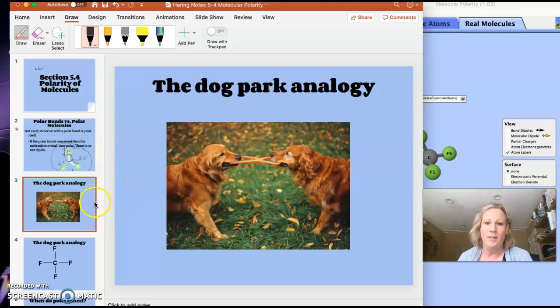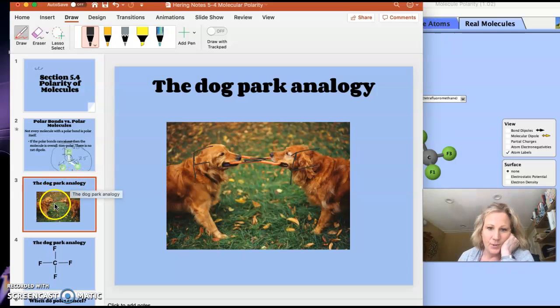The dog park analogy that I always use is this: if you have a dog and you take them to the dog park and they're playing with a toy, the toy could be the electrons that are in the bond. These two dogs look fairly equal, so they're pulling equally. So this would be our bond, like a fluorine and a fluorine, right?